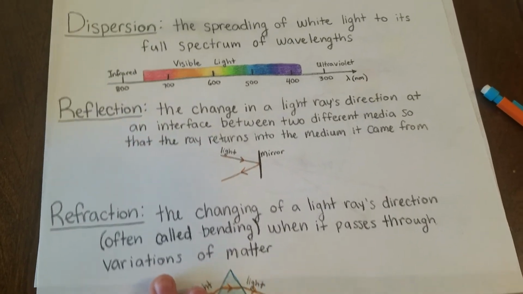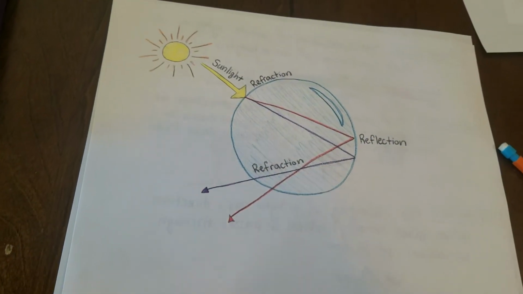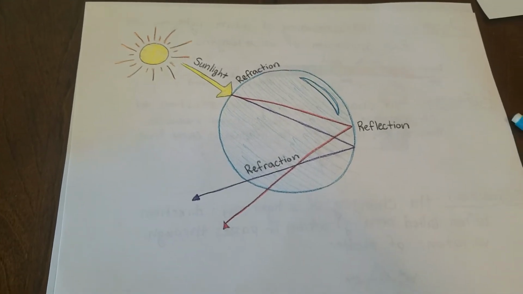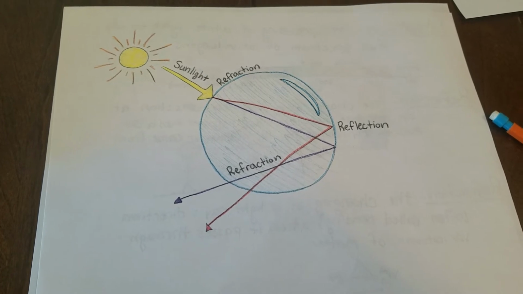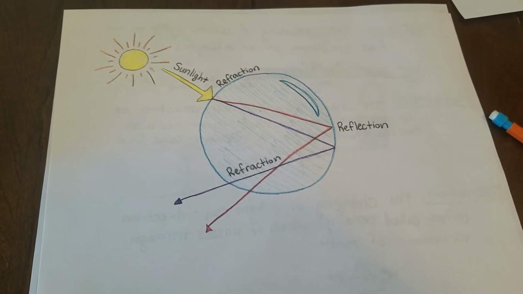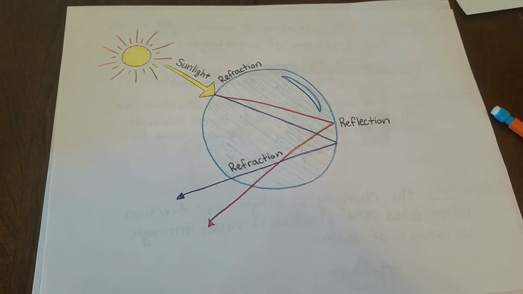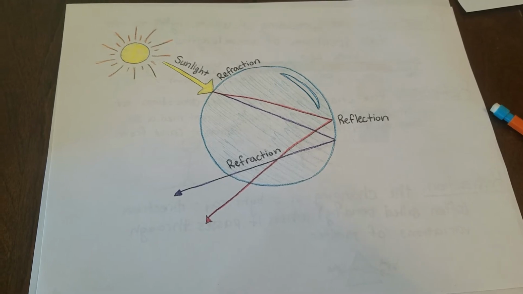So how does this work with rain and sunlight and rainbows? So the sunlight travels to the water droplet, and once the light goes from the air to the water, it is refracted. And because red light and violet light have different wavelengths, they start to travel in different directions, or at least at a different pace.